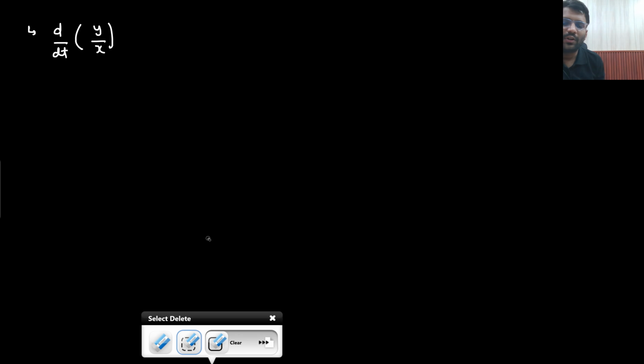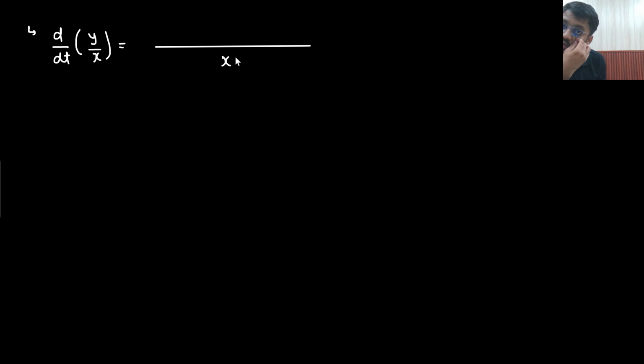Sorry, not integration. Sorry, guys. You need to differentiate y by x with respect to t. Can you differentiate it? Yes, sir, absolutely. It is u by v, right? u by v. So in the denominator, x square, then x goes here, then differentiation of y with respect to t, minus then y as it is, differentiation of x with respect to t.